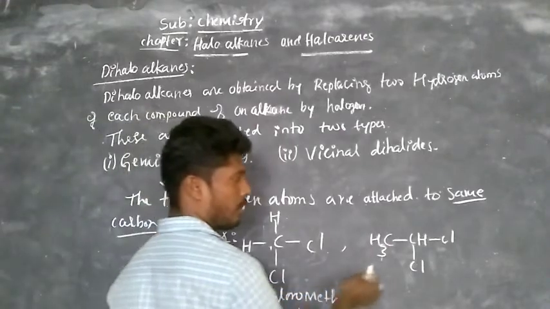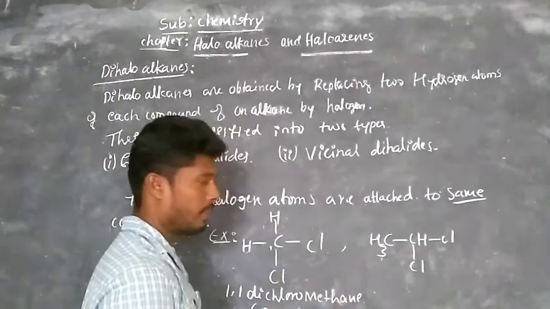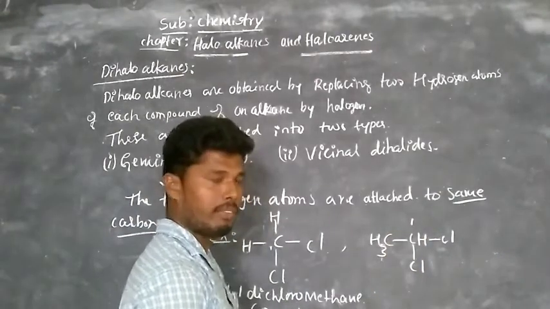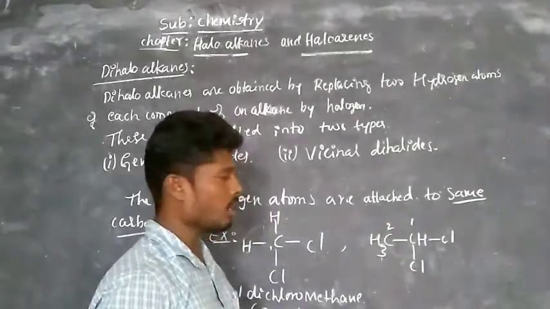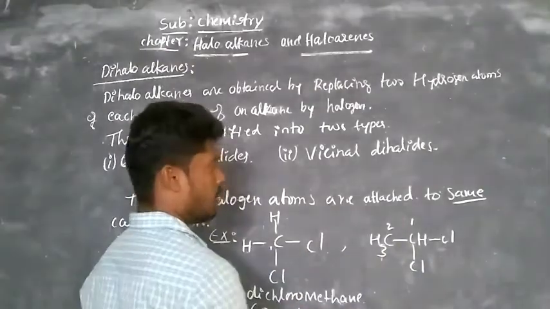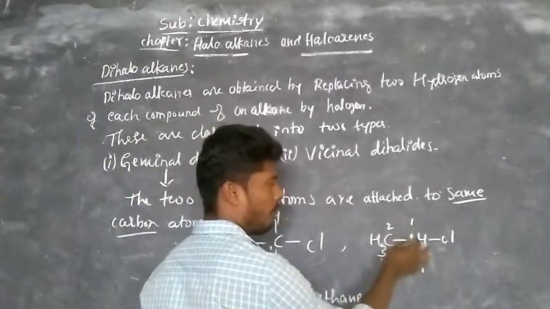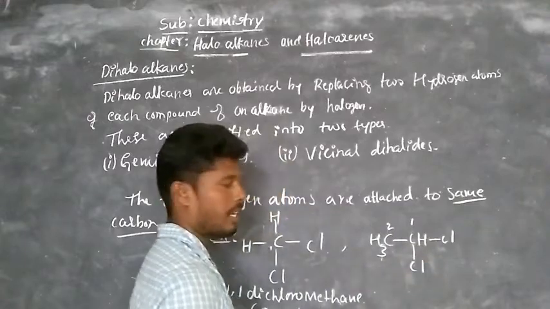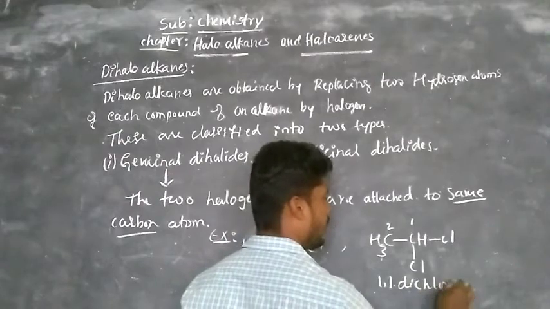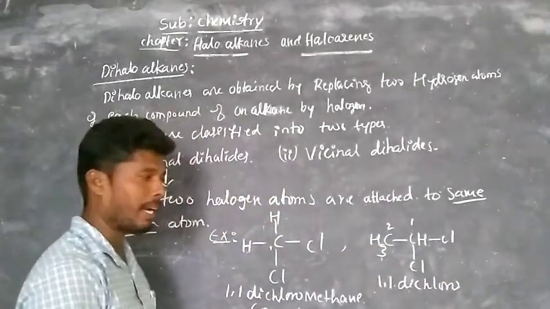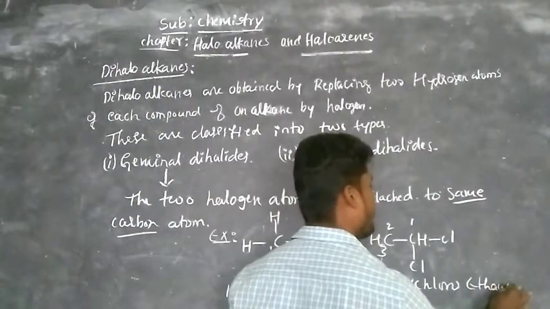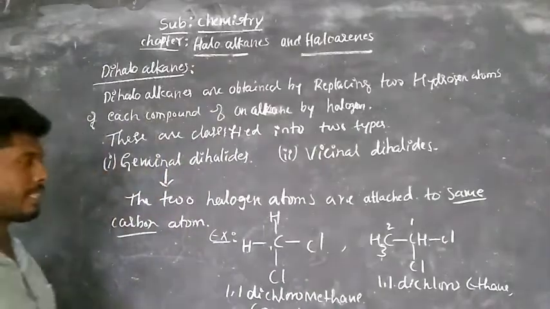Now write its name, or give the name for this compound. Numbering is given from this carbon as first and second, because the carbon to which the halogens are attached gets first priority. So here 1, 2. The primary carbon has 2 halogen atoms. Therefore it is 1,1 dichloro, and the longest chain contains 2 carbon atoms, so the root word is ethane: 1,1 dichloroethane. This is an example of geminal dihalides.